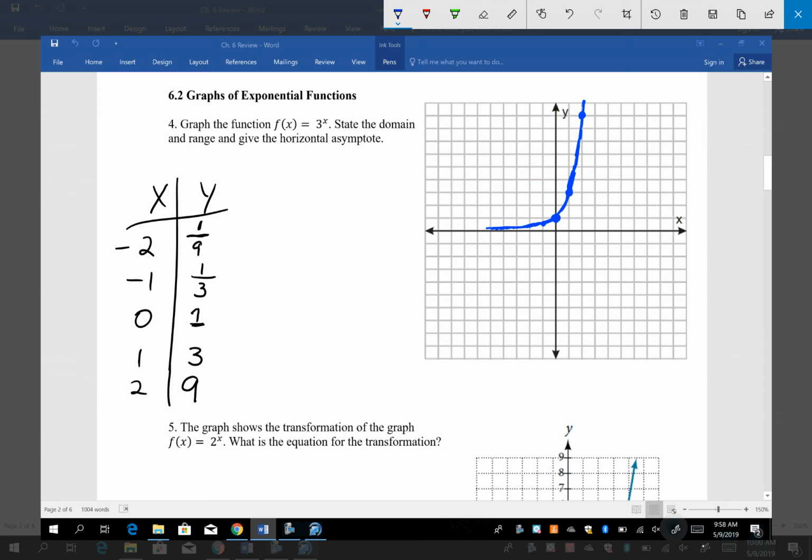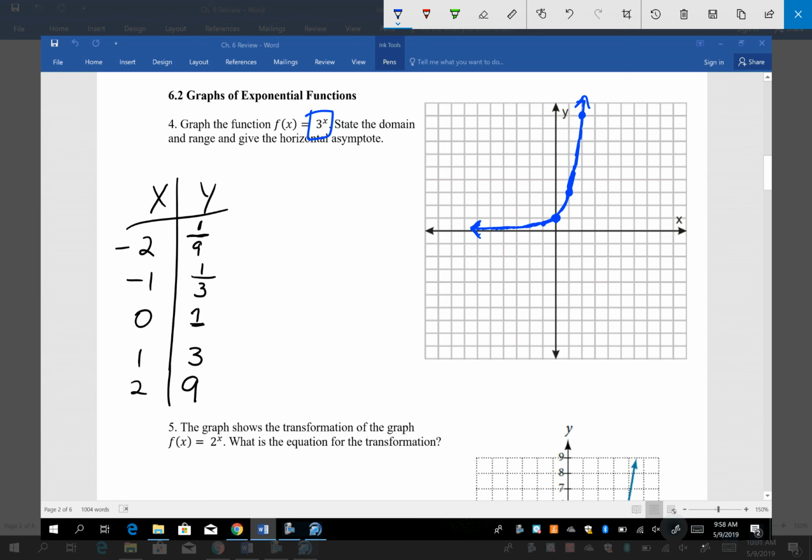Now, is this exponential growth or decay? How do you know? Because it's increasing the whole time, from left to right. What's another way you can know that it's growth? Do you see this right here that says 3 to the x? It's not that it's positive, it's that 3 is greater than 1. If the base is greater than 1, it's exponential growth. If the base is between 0 and 1, then it's decay.